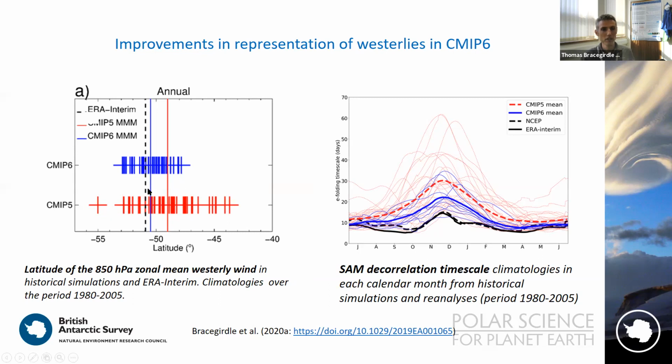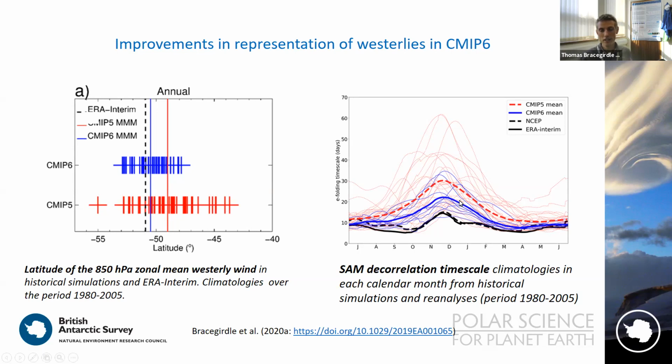So the plot on the left shows the latitude of the zonally averaged westerly winds in CMIP5 compared to CMIP6, and each cross is a different climate model. And then the vertical lines are the averages, in the blue CMIP6 and the red CMIP5, and then the dashed line is reanalysis data. And the headline point is that on average, the CMIP6 models are much closer to the reanalysis data. This is for annual mean, but you see a very similar thing for other times of the year.